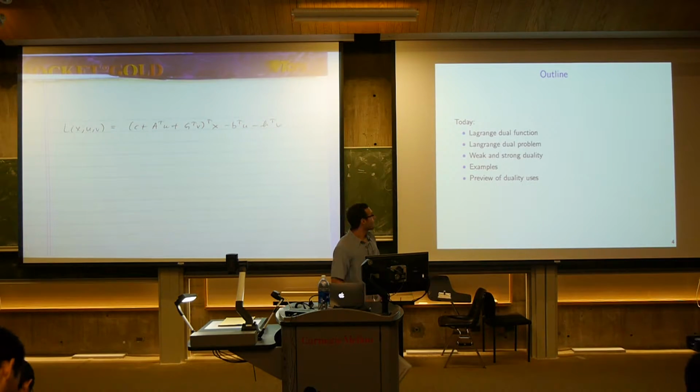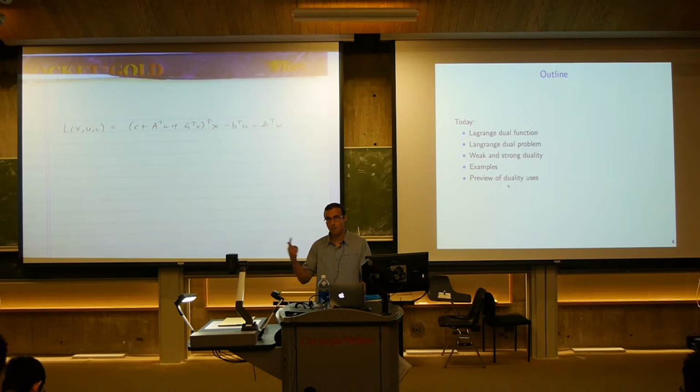Here's the outline for today's lecture. We'll talk about these things in a bit more detail: the dual function and the dual problem. We'll introduce notions of weak and strong duality. We've mentioned these words already, but we'll make them formal. We'll give some examples, and then we'll preview just one use of the dual. We'll revisit uses of duality in just a couple of lectures.